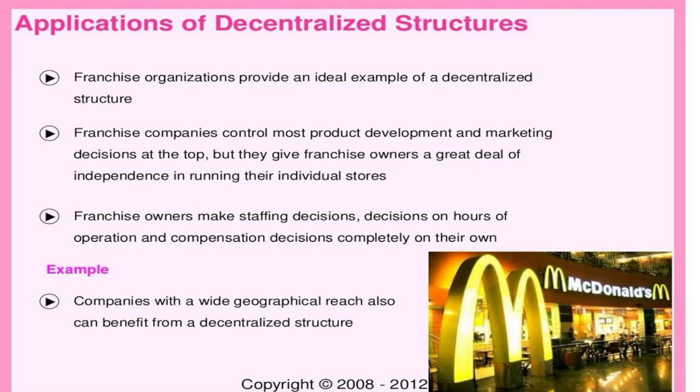Franchise center Bata will supply the chappals and shoes that they are manufacturing, and you have to sell on behalf of them, like a consignee, and you have to pay the money to them. Remaining everything is done by you yourself. Okay? Example, companies with a wide geographical reach also can benefit from a decentralized structure.